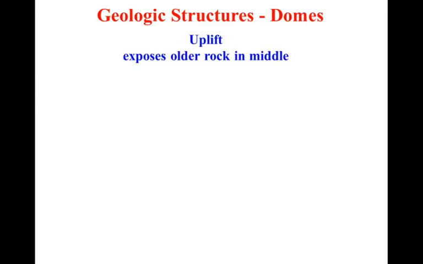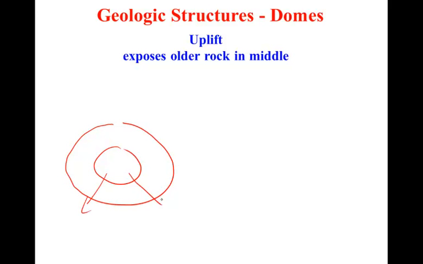Domes and basins are circular structures. You can think of these as circular anticlines or circular synclines. A dome is caused by uplift across a broad region, such that we have older rock exposed in the middle, surrounded by younger rock around all the sides. In other words, we've pushed older rock up from below. Erosion has exposed that older rock in the center of the structure. We call that structure a dome.